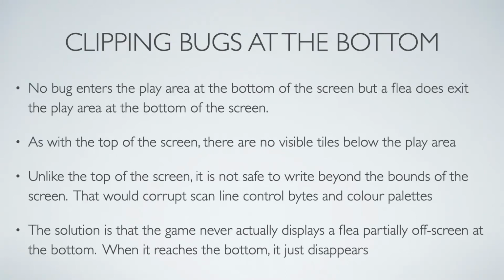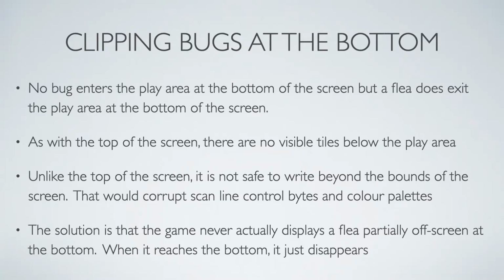No bugs enter the play area from the bottom, thankfully. That would make the game much harder, but a flea does exit the screen at the bottom. A flea drops from the top to the bottom. So the trick I use for clipping at the top isn't possible at the bottom. The memory after the pixel information is special and describes information about scan lines and color palettes. If the game drew a flea beyond visible pixels on the screen, it would corrupt that scan line information or the color palette, and that's not good.